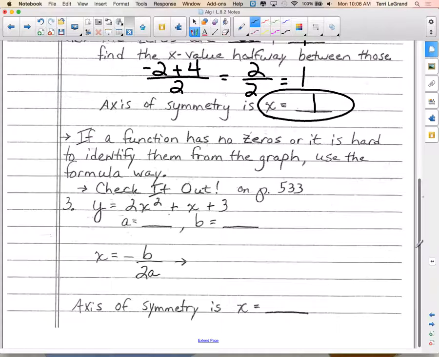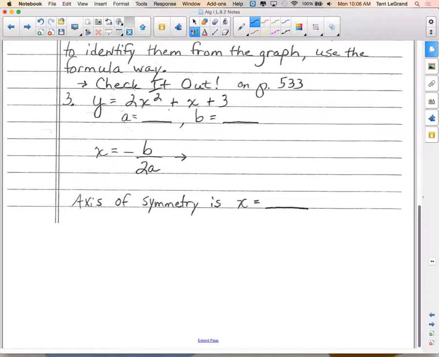Well, what if, though, we don't have a graph where we can clearly tell from the graph? All they did was give us an equation. We're going to identify the a value, which is what for this one? 2, and the b value, which is 1. By the way, can you have a b value of 0? Yes. Can you have an a value of 0? No, you can't have an a value of 0.